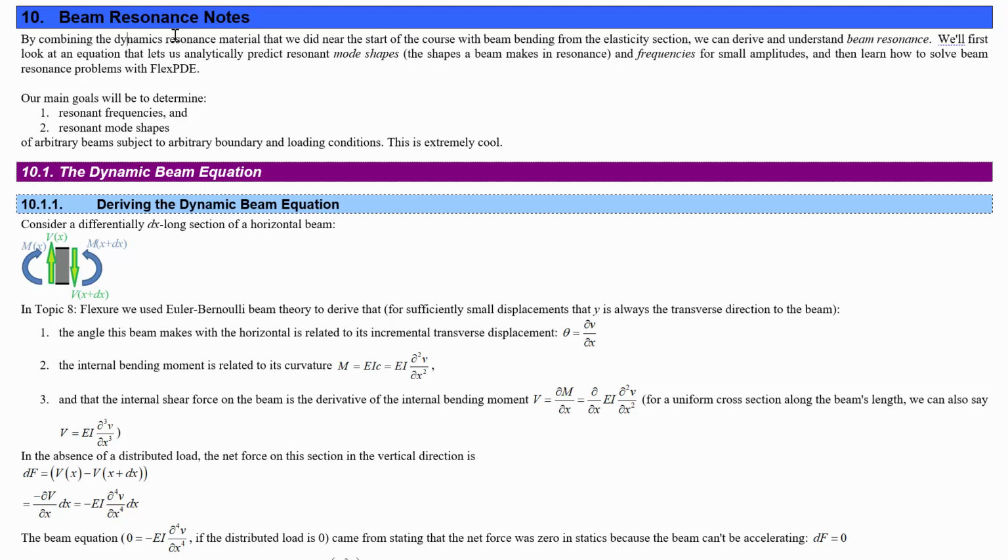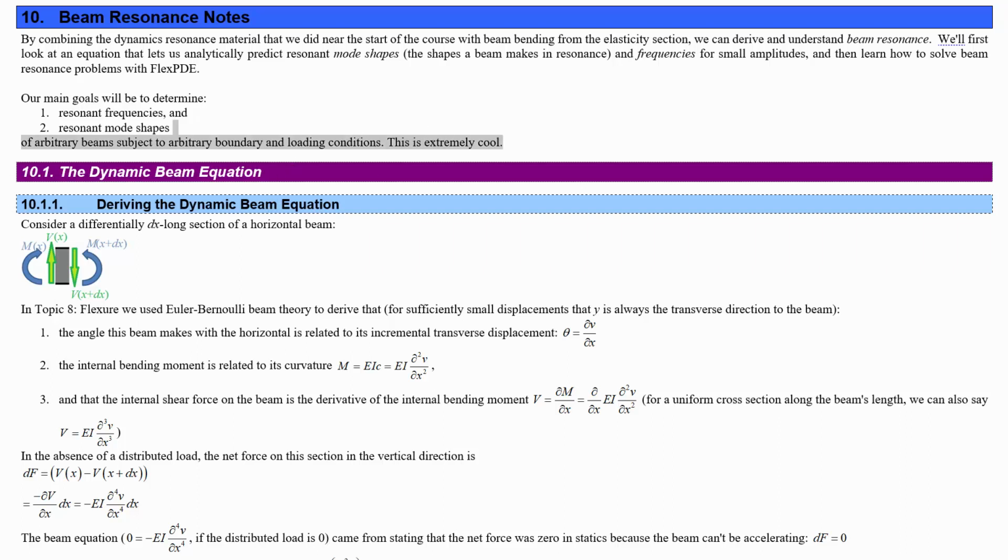We're going to be combining this stuff that we dealt with for resonance at the start of the course with mass spring systems and all the beam stuff that we've been doing to understand beam resonance. The main goal this time is going to be just to determine the mode shapes and the frequencies for small amplitudes of these beams, and do this both analytically and in FlexPDE for all kinds of crazy boundary conditions that we can come up with for this thing. If we have those frequencies and mode shapes, then we're going to know how the beams will respond, and that will tell us how they're going to behave in a variety of different physical situations.